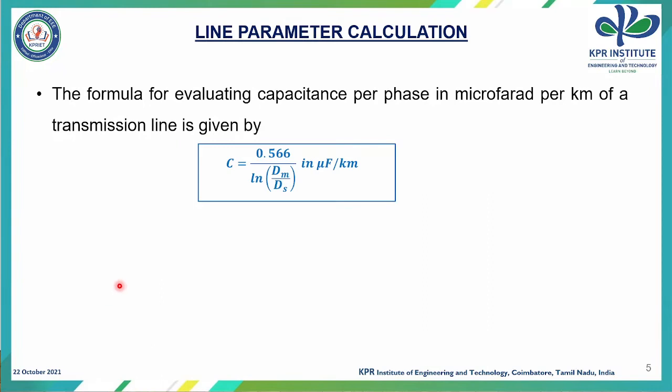Similarly, we have to calculate the capacitance. The formula for calculating the capacitance per phase in microfarad per kilometer is given as C is equal to 0.056 divided by natural log of Dm divided by Ds.